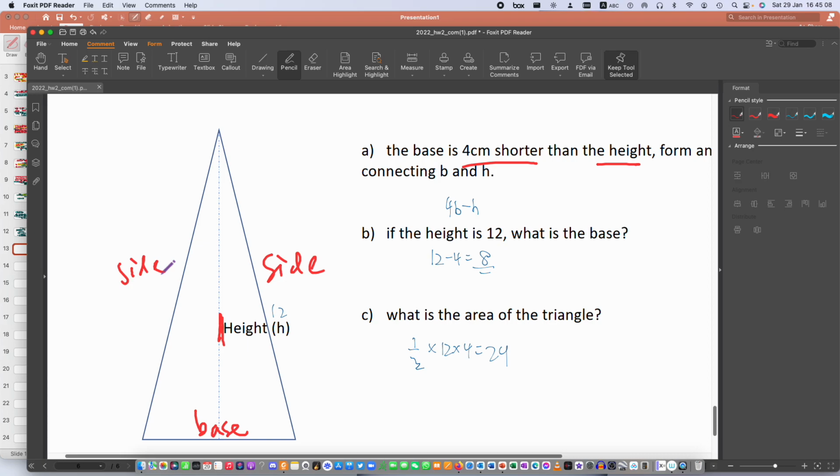Okay, good. Next. What's the area? What's the area formula? So it's half times base times height, right? So what's the base? Look at the question. What's the base? 8. Okay. Then I should see 8. Where's the height?